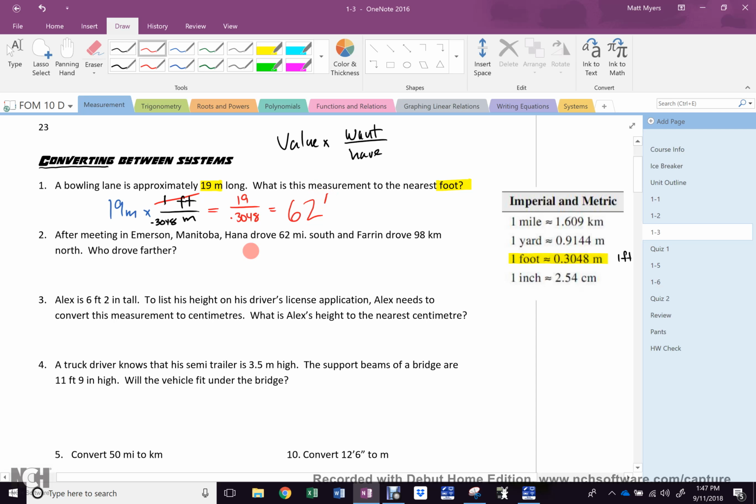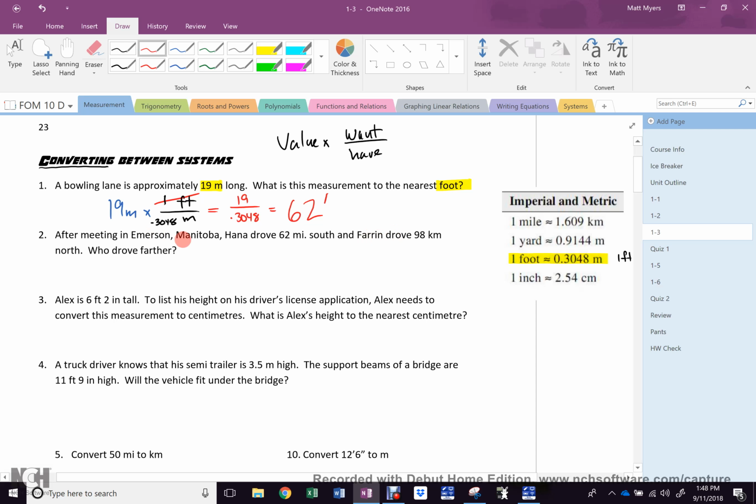Hannah is American. How do I know Hannah is American? She's using miles. How do I know Farron is one of the other 197 country citizens? Because they're using kilometers. I'm guessing Farron is Canadian because they're meeting in Emerson, Manitoba.